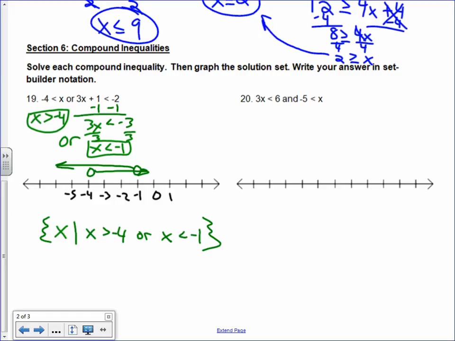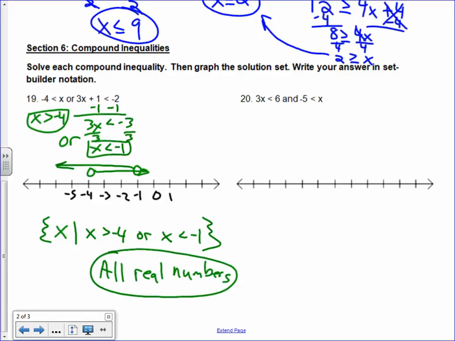So you see they overlap, and usually OR inequalities don't overlap. But when they do like this, and they're going in opposite directions, they're covering the entire line. So really, in here, we'd say this is all real numbers. And you can put all real numbers in this part right here. Okay? That would be our OR one that we have right here.